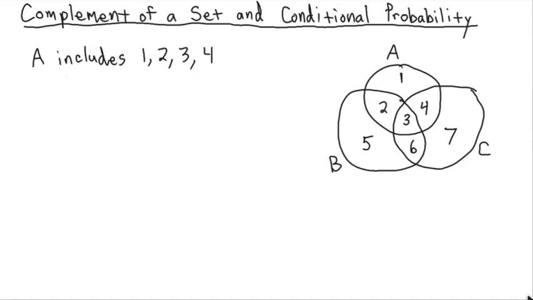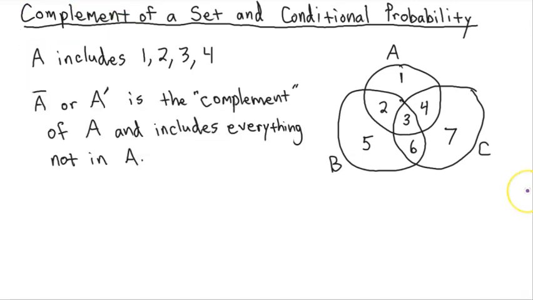We're going to use this information to understand what we mean when we say the complement of a set. Well, A is what we would call a set, and that set includes 1, 2, 3, and 4. The complement of A can be written in a couple of ways: A bar, A with a line over it, or A with an apostrophe, which we call A prime. When we write A bar or A prime, we call that the complement of A, and it includes everything that's not in A.